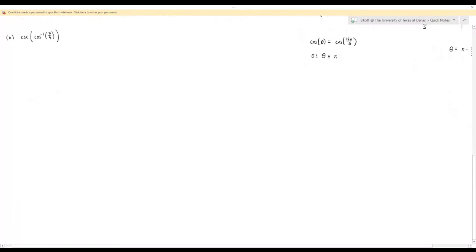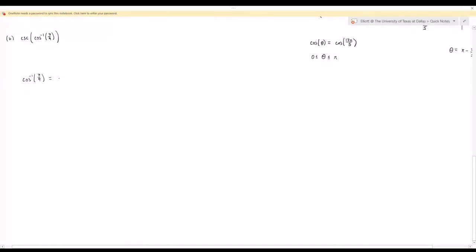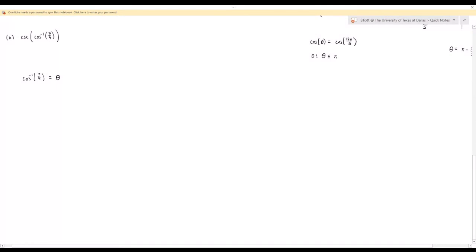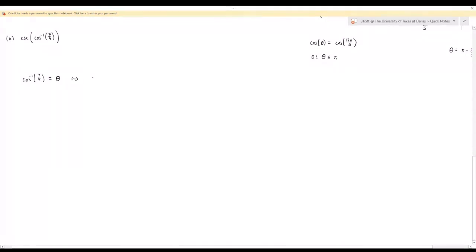So we have cosecant of cosine inverse 7 over 9. Okay, so I want to start with the inside. So cosine inverse of 7 over 9. I know this is going to be an angle theta. If you move the cosine inverse over to the other side, you'll get cosine of theta should be 7 over 9.